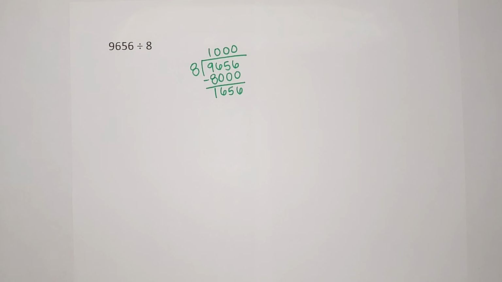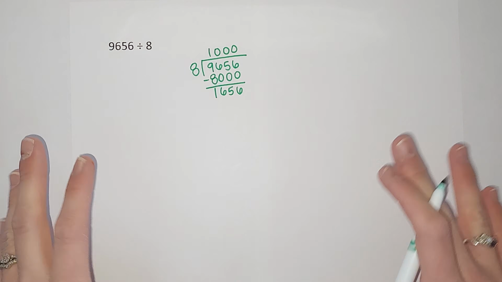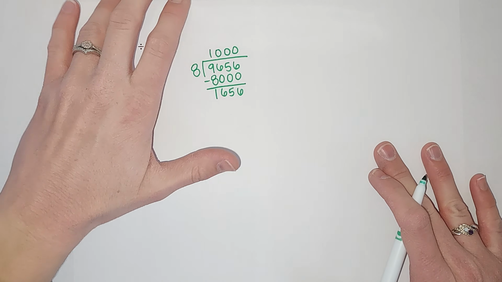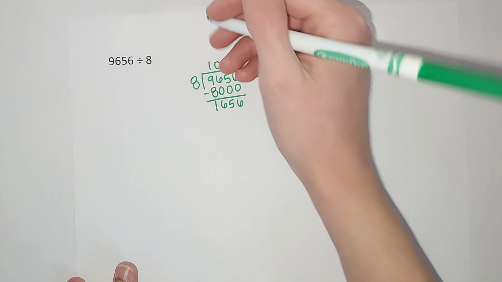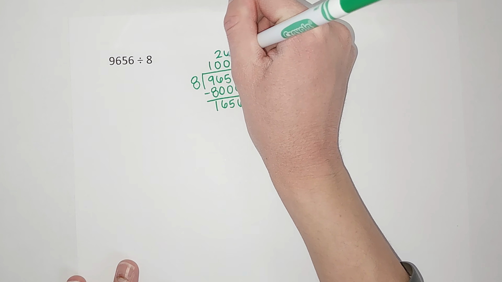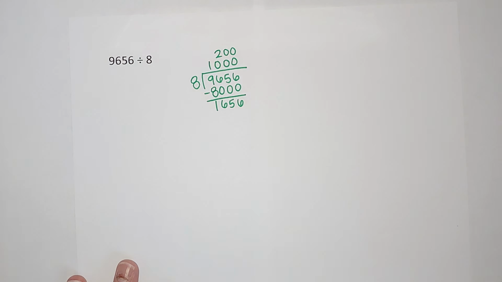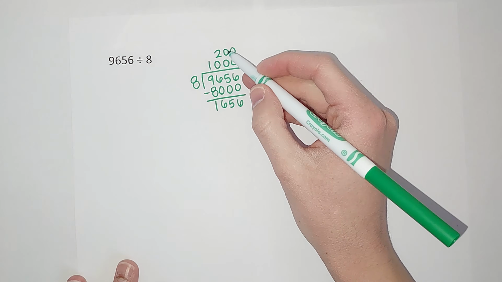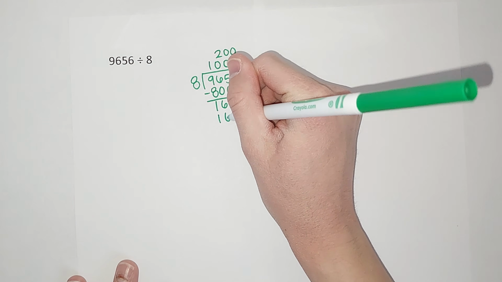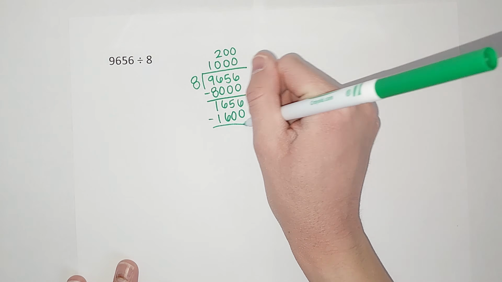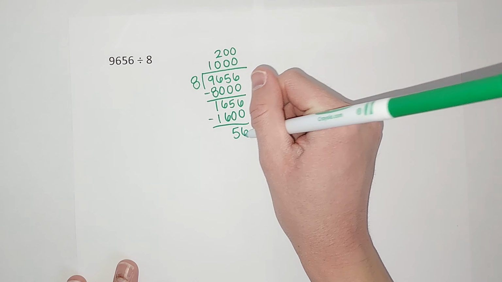Okay, so next I'm thinking, how many times does 8 go into 1,656? Okay, 8 times 100 is 800. We could do that, but we could probably get a little closer, right? So 8 times 200 gives me 1,600. Oh, that's getting closer. So let's do 200. I'm taking out 200 eights, seeing what I'm left with. 200 times 8 gives me 1,600. When I subtract, I get 56. Okay.